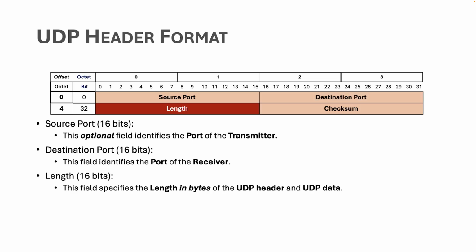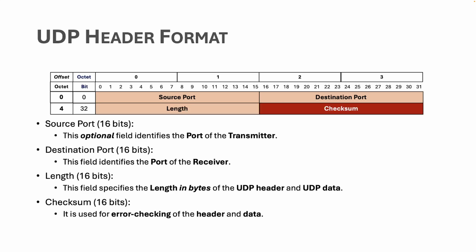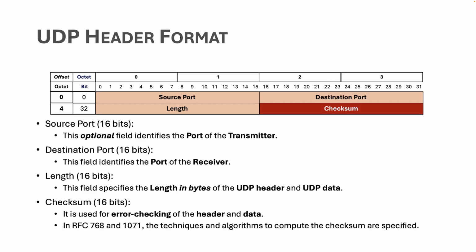The third field is the length. This field specifies the length in bytes of the UDP header and UDP data. And finally, we have the checksum field for error checking of the UDP header and data. In RFC 768 and 1071, the techniques and algorithms to compute the checksum are specified, which might be a good excuse for another video in the future.